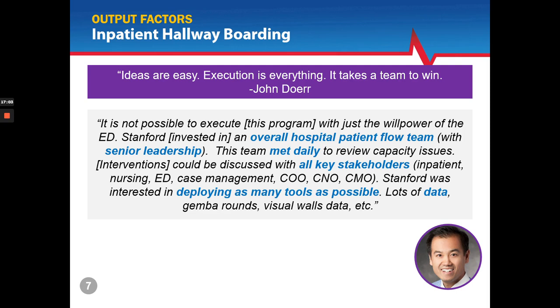So how did they do it? Well, here's what Shen has to say about it. He's the Vice Chair of Clinical Operations and Quality for the Stanford Department of Emergency Medicine. He's also the senior author of the paper we just looked at. And according to him, it's, of course, not possible to implement a program like this with the willpower of the ED alone, but rather Stanford assembled this hospital-wide patient flow team, which included senior leadership that met daily to review capacity issues, including crowding, and they discussed multiple interventions, including but not limited to the inpatient hallway boarding program, and monitored their implementation using data.